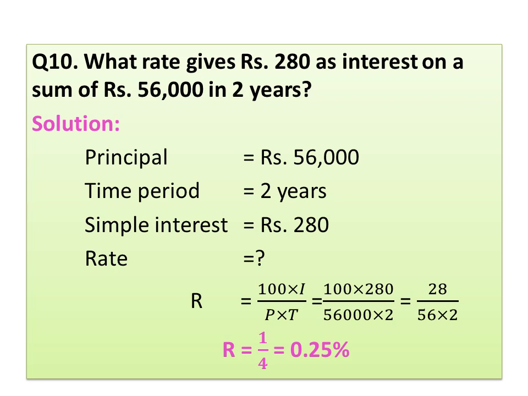So first of all we have to write what are the things given in the question. Principal equal to 56,000 rupees. Time period is also given, 2 years, and simple interest is equal to rupees 280. So rate R we have to find out.